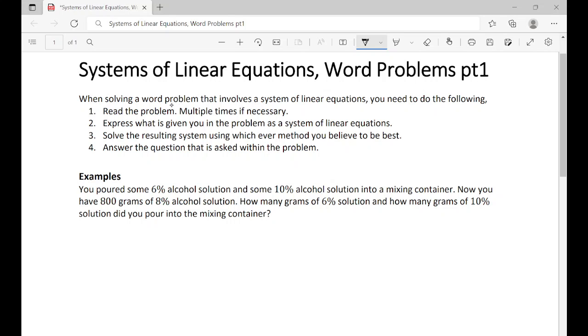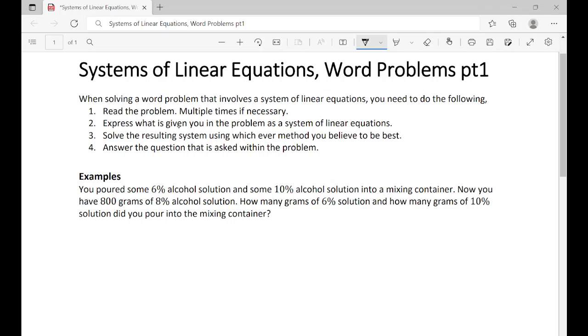When solving a word problem that involves a system of linear equations, you need to do the following. First, read the problem. If you have to read the problem multiple times, then do that. One time is typically not enough. Reading it multiple times is usually necessary.